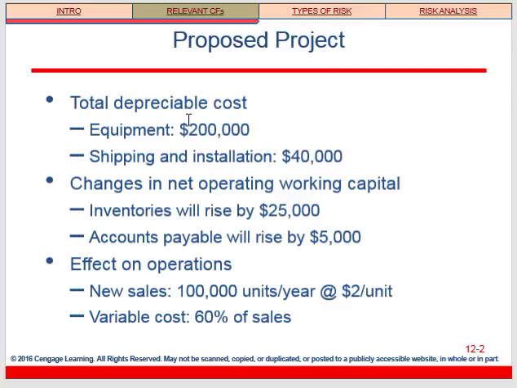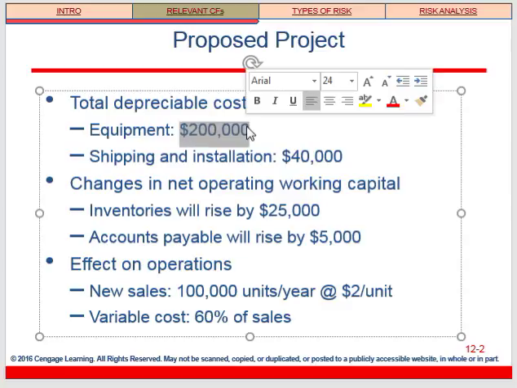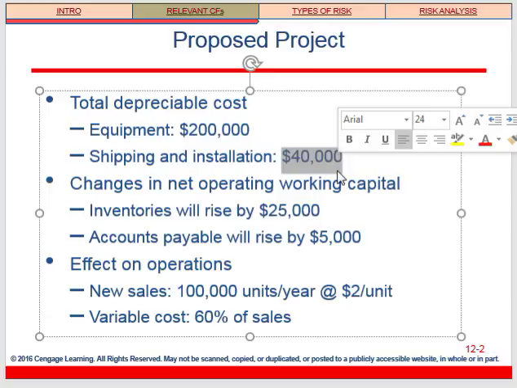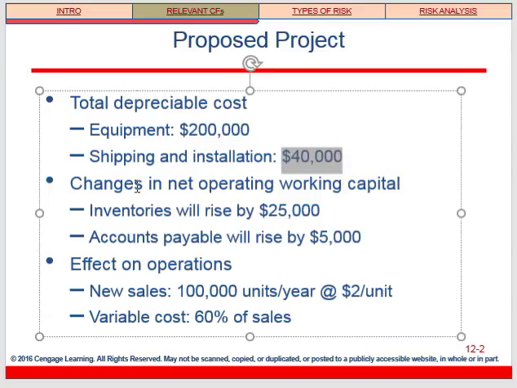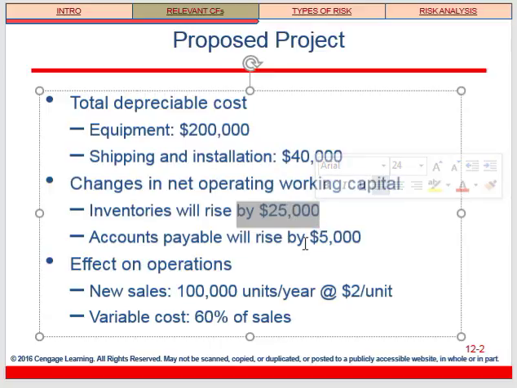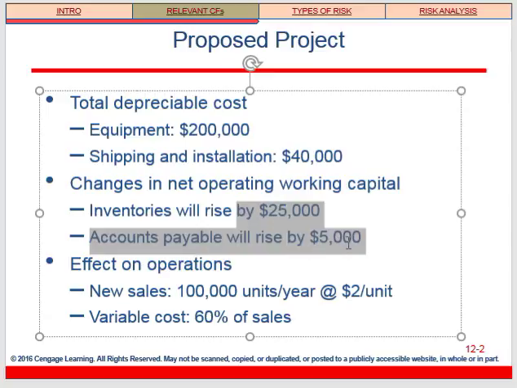So in this particular project, the equipment is costing us $200,000, and then there is an additional shipping and installation cost of $40,000. We have changes in net operating working capital. It's increasing by $25,000, and it's decreasing by $5,000 accounts payable. So the net change in operating working capital is a $20,000 increase.